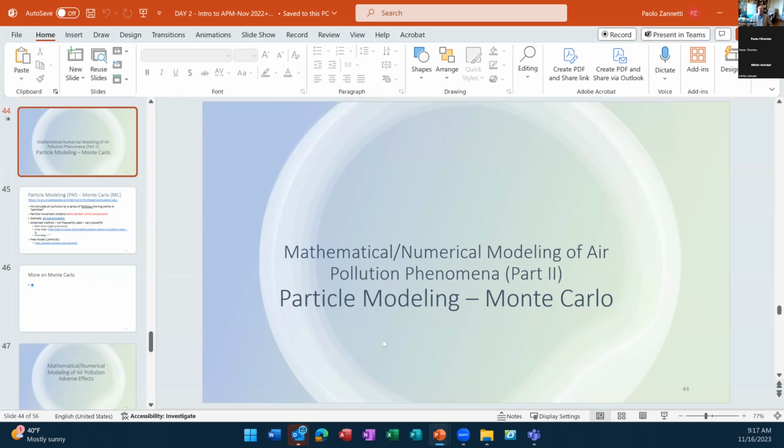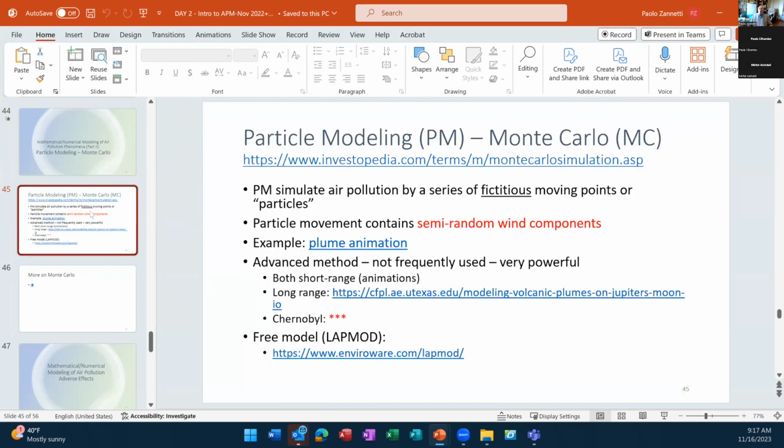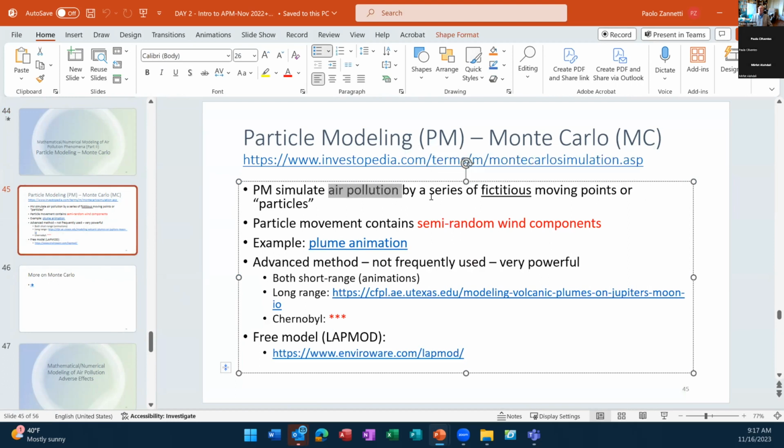I wrote many papers on these Monte Carlo techniques, and the idea of using Monte Carlo technique is to simulate air pollution by a series of fictitious moving points. So we call them particles, but they are not really particles. They are tracers. They are fictitious moving points. And this is an example of plume animation that I want to show you.